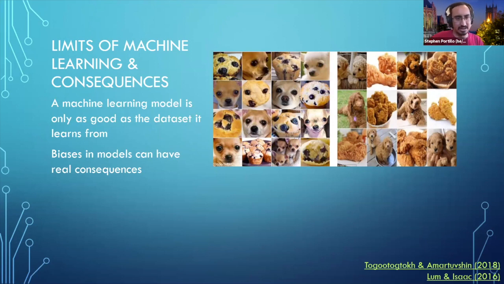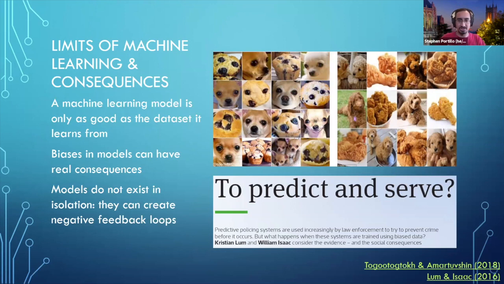Another thing I'll point out on this slide is that machine learning models don't exist in isolation. They can interact with the things that are going on in society. Here I've linked to a paper that talks about predictive policing, which tries to use data to decide where to send more police patrols. And you can get into these feedback loops where, let's say the data set you give it is biased in that there's more arrests in certain neighborhoods.